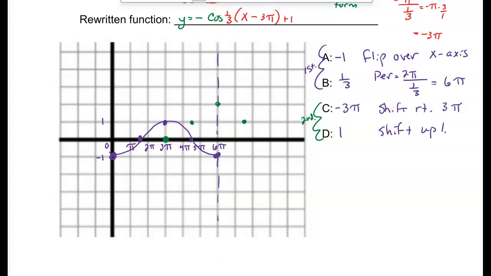Oops, I forgot my up 1. Let me go up 1. Guys, again, always check early to make sure I didn't do something crazy like go the wrong direction. But that would be your final graph.